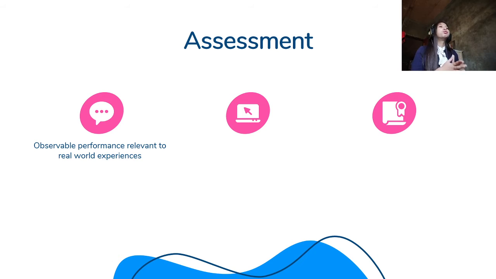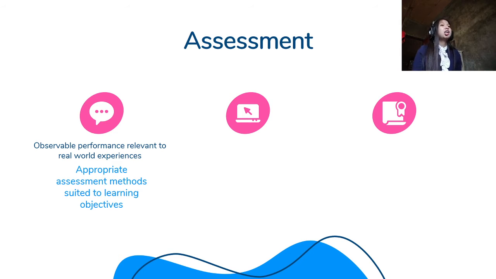Okay, so first, the observable performance should be relevant to real world experiences. Of course, for the students to relate, it should be logical. Okay, and then the appropriate assessment methods are suited to learning objectives. So of course, you should always go back to your learning objective. Everything should be connected and related back to the learning objectives.